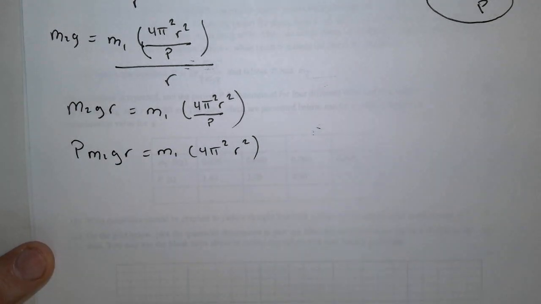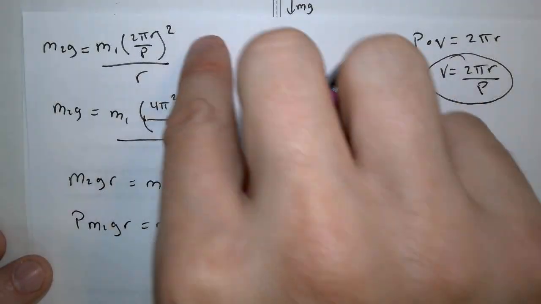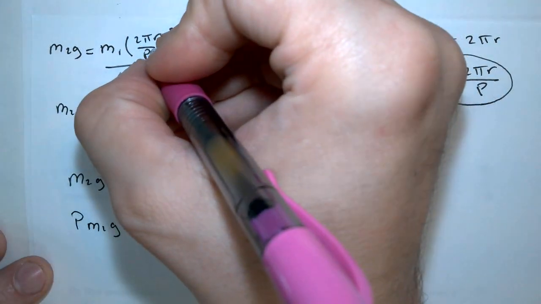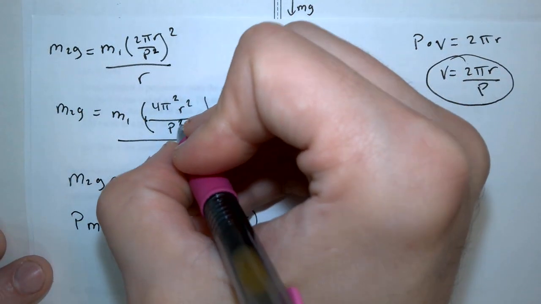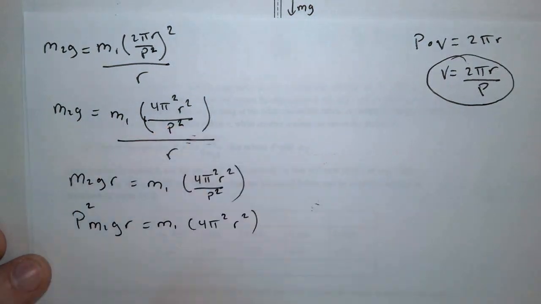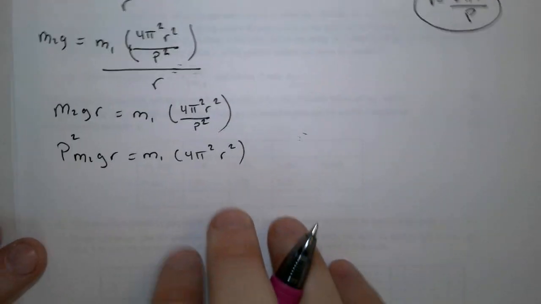And I'm also going to realize I made a mistake. See how this squared is here? This should be a p squared once we distribute it. So this is a p squared. Whew, that could have been bad.